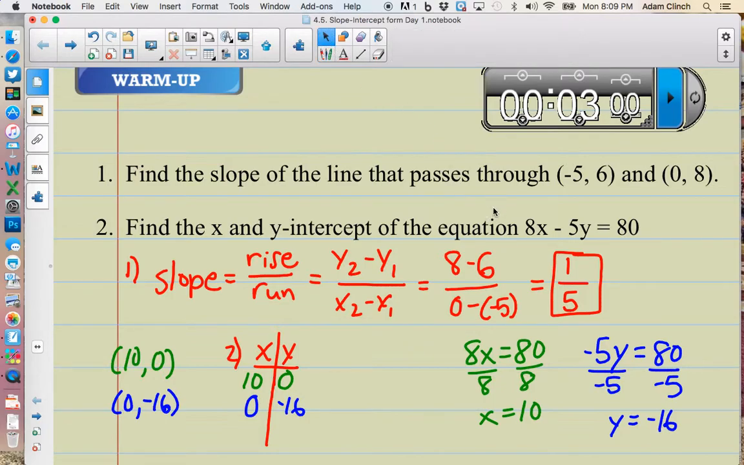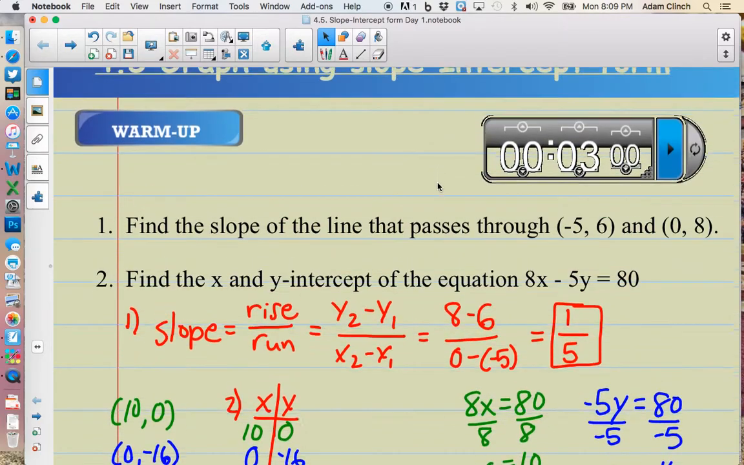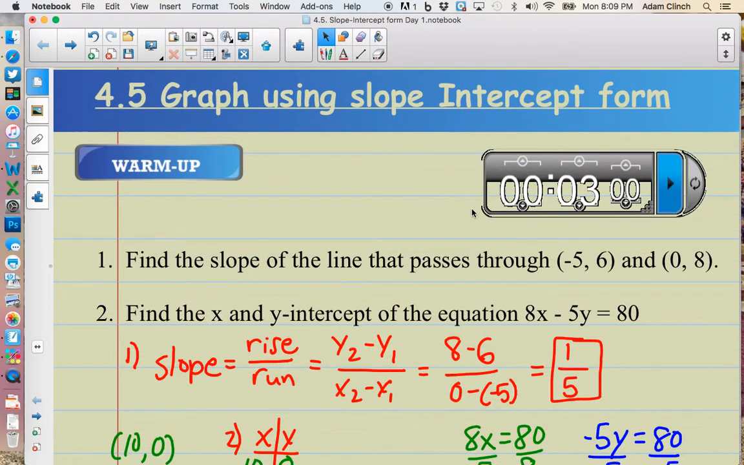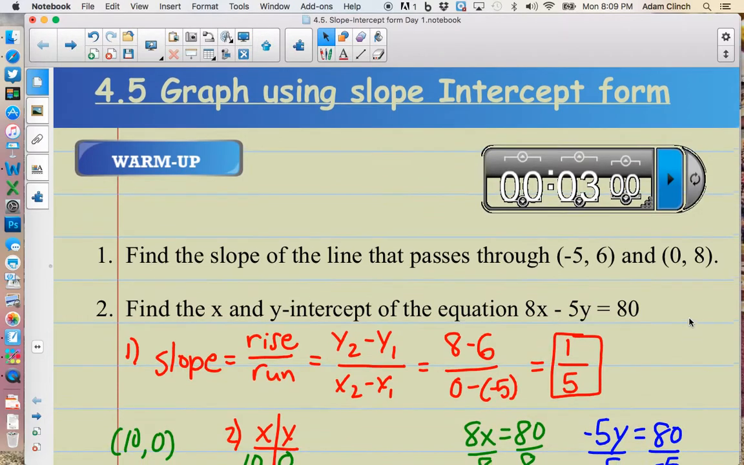So please, right now, make sure everybody has their notes out. So get your notes out, open it up to section 4.5. It's 4.5 day 1. So do that now. If we need to, pause the video until everyone has it out. Otherwise, I'm going to assume we're all ready to go.